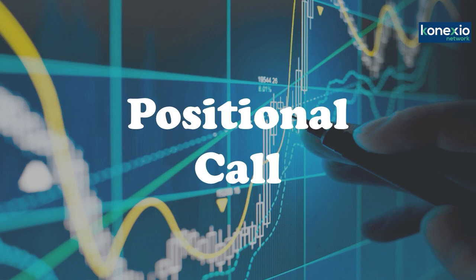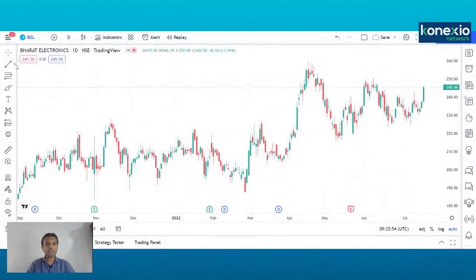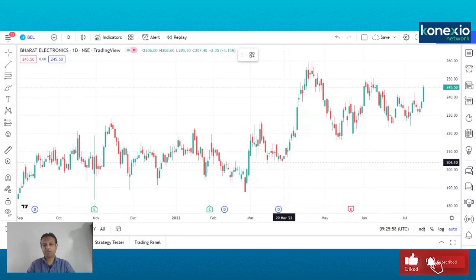So friends, let us come to the final segment of our show, which is positional call. I've identified one stock from the defense sector. The name of the stock is Bell, Bharat Electronics. You will see on the daily charts, the stock has formed a triangular breakout. Let me show you.